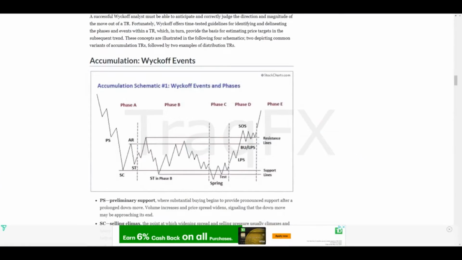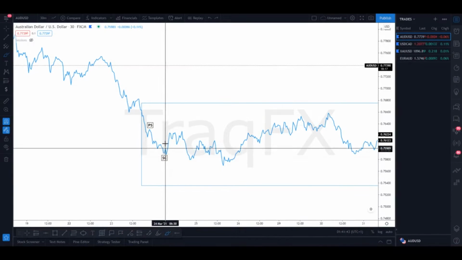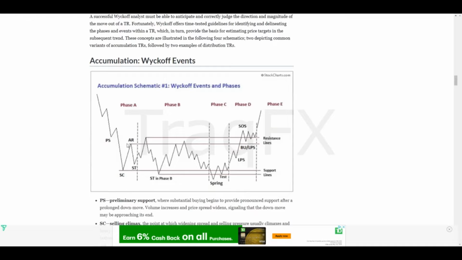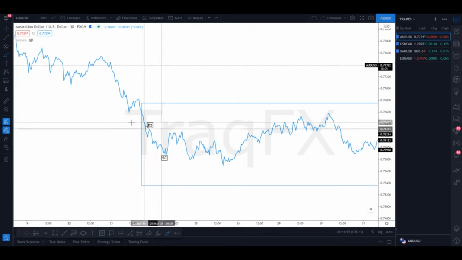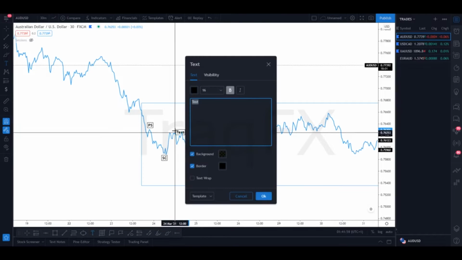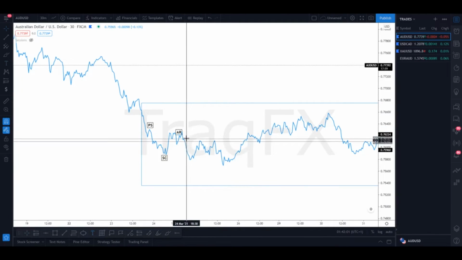Now after that selling climax, we have an automatic rally. The automatic rally is basically just making a push back into the PS. In this area, the automatic rally pushes up towards the PS. It doesn't necessarily need to be below the PS. Even if it's a little bit above, it's completely fine, but if it's below, it's obviously better. So in this case, the market makes an automatic rally where a lot of buying pressure comes in, and this is basically the start of the schematic.